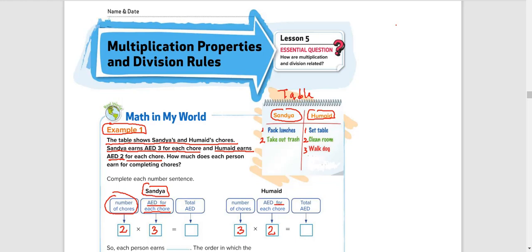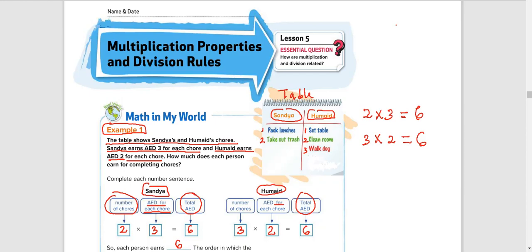Next, to find the total for each of these persons, what is 2 multiply 3? In your multiplication table, this is 6. And for Umaid, we have it as 3 multiplies 2. It is also 6. So we get the same answer, 6. Each person earns 6.